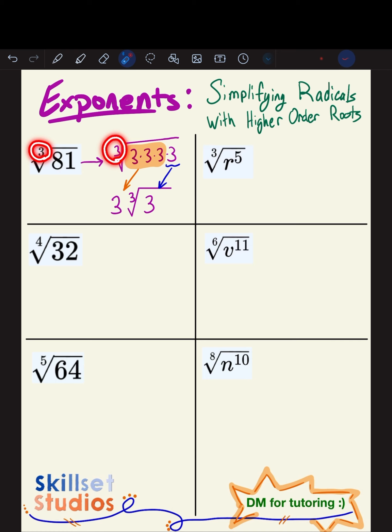So in short, the little number that's in the hook of your radical tells you how many of the same number you need in a group in order to leave that radical. And then any extras that aren't in that group will stay inside the radical. And so 3 times the third root of 3 becomes our final answer for this one.